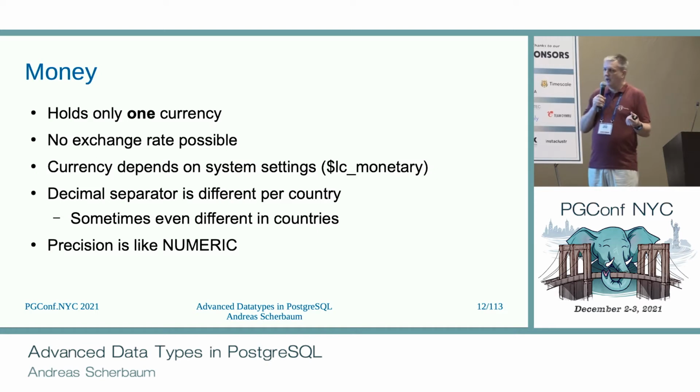But the currency you have depends on your system settings. So you can basically screw up all your data, and I'll show you how it's easily possible. In the end, it all depends on the system setting here. This includes the decimal separator, which, like dollars and cents, are separated by. And if you really want to use something for money, use numeric instead of a money type.